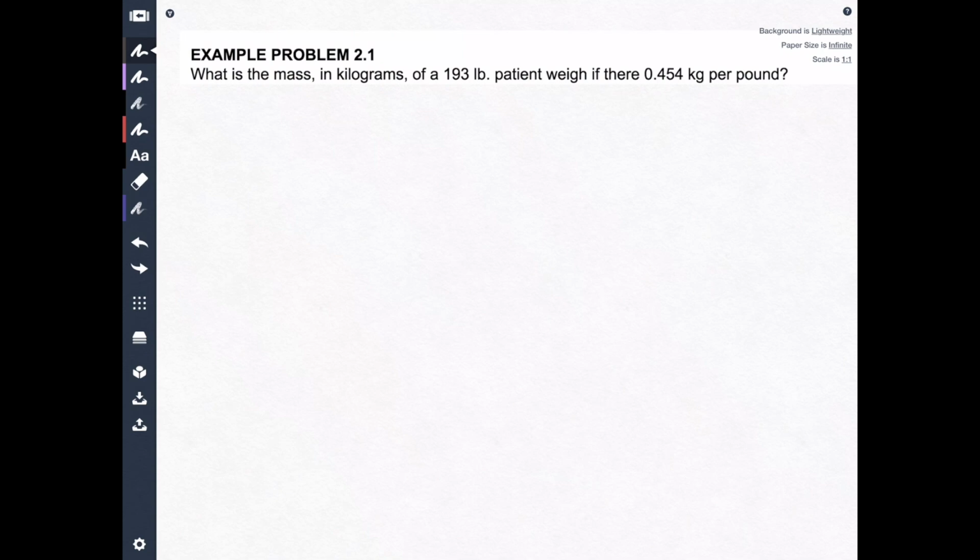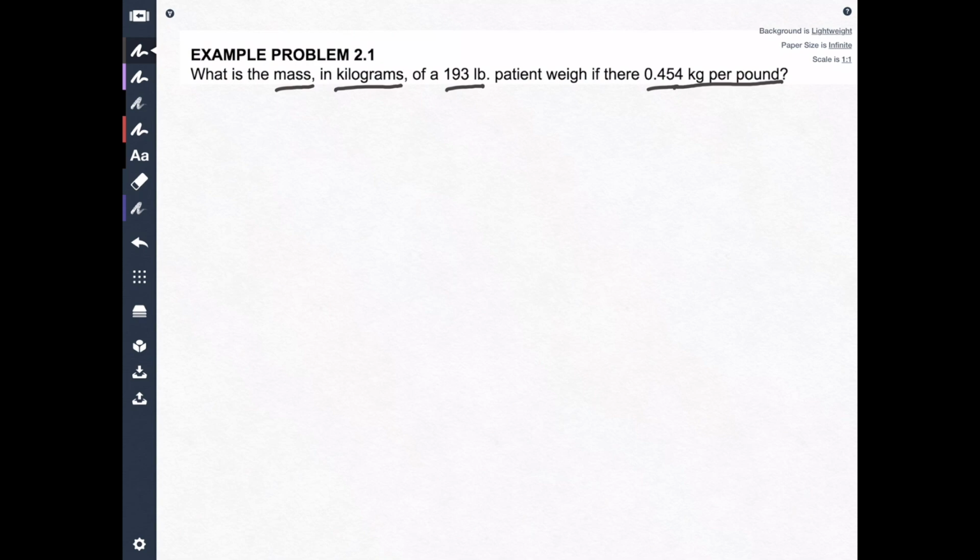All right, what is the mass in kilograms of a 193-pound patient if there are 0.454 kilograms per pound? All right, so this question gives us a little bit of information. It actually gives us all the information we need. First of all, let's reread the question and make sure we understand what we're trying to do. What is the mass? Let's underline that, because that's what we're trying to find, in kilograms. So, of a 193-pound patient if there are 0.454 kilograms per pound. All right, so we got a lot of good information there.